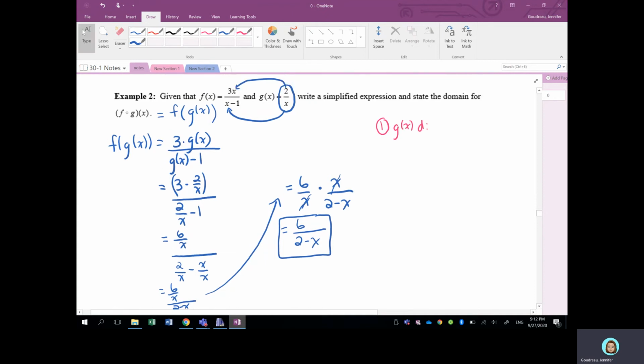You'll notice that we have a non-permissible value at 0. So the domain is the set of all X, such that X cannot equal 0. Otherwise, X is an element of the reals.